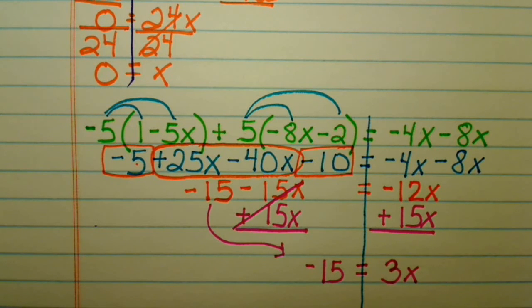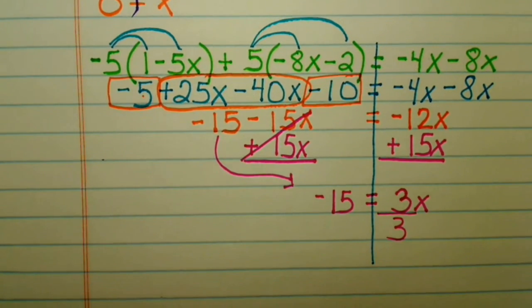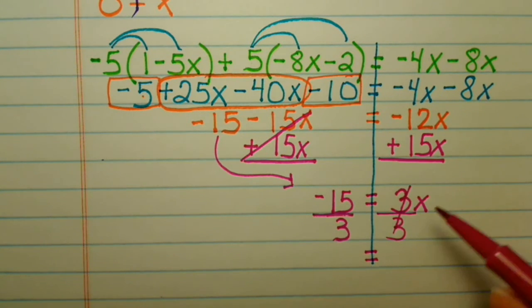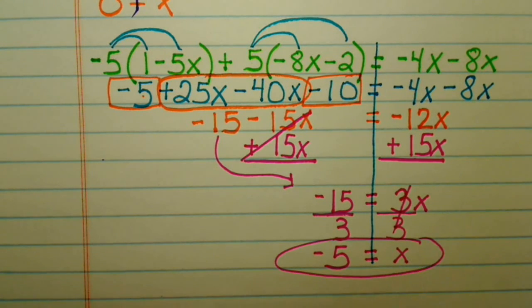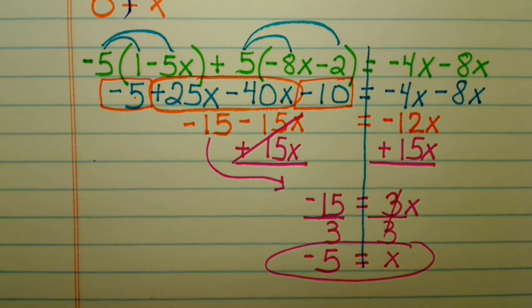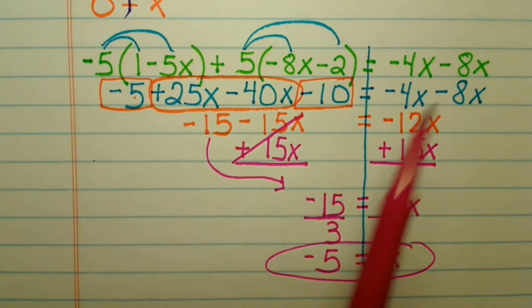All right. The next thing I'm going to do in this problem is I am going to divide both sides by 3, because the inverse of multiplying times 3 would be to divide. So I'm going to divide both sides by 3. Those cancel, and I get x is equal to a negative 5. And that is my final answer of this humongous problem.